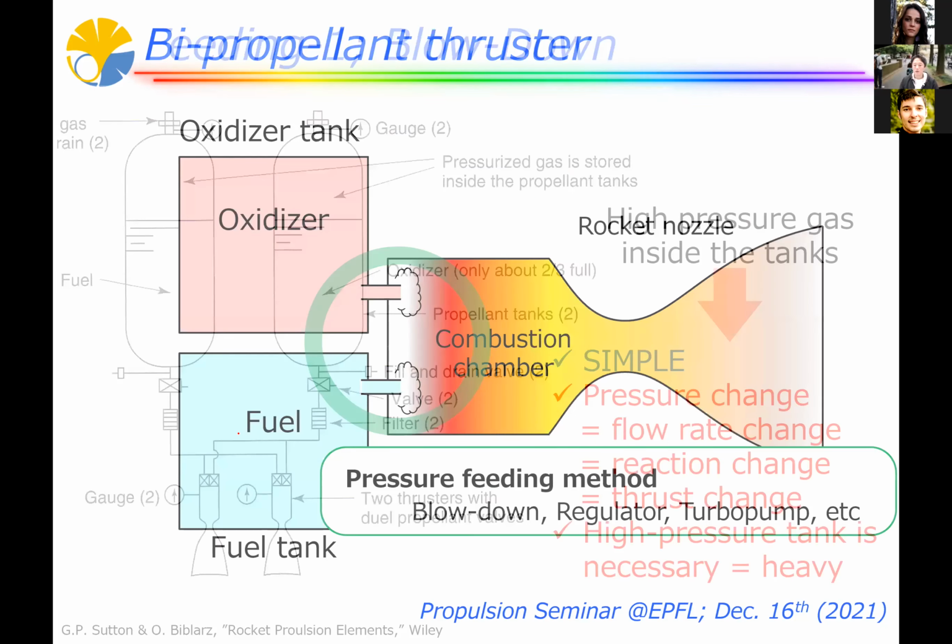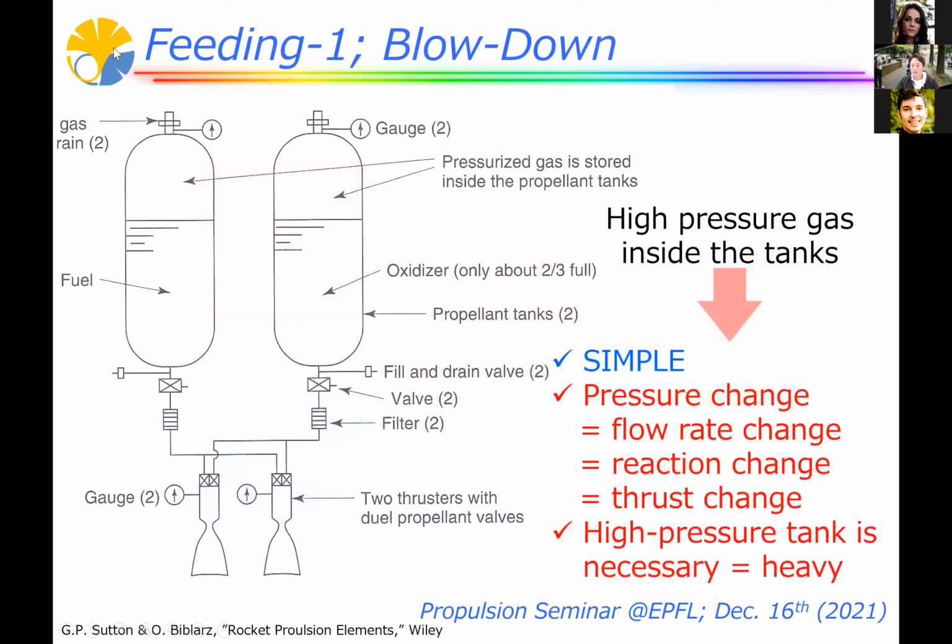One method is a very simple one. So let's enclose a high pressure gas inside the tank. It's called the blowdown method. So there are two tanks, and here the upper part is a gas, high pressure gas. And this high pressure gas will push this liquid downward, and it feeds the liquid into the combustion chamber. It works so. However, there are some disadvantages.